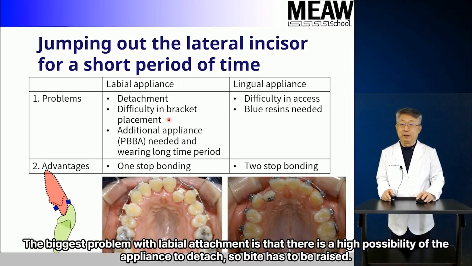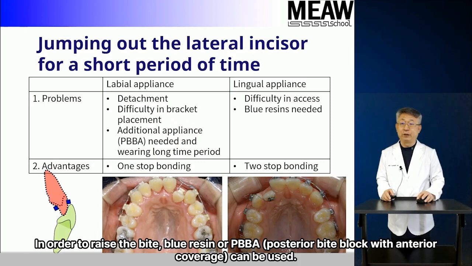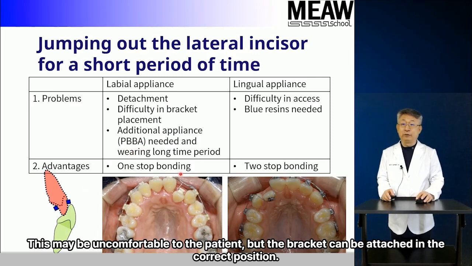The biggest problem with labial attachment is that there is a high possibility of the appliance to detach, so bite has to be raised. In order to raise the bite, blue resin or PBBA, posterior bite block with anterior coverage, can be used. This may be uncomfortable to the patient, but the bracket can be attached in the correct position.